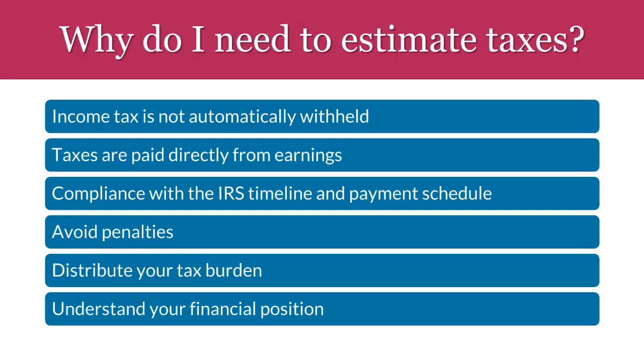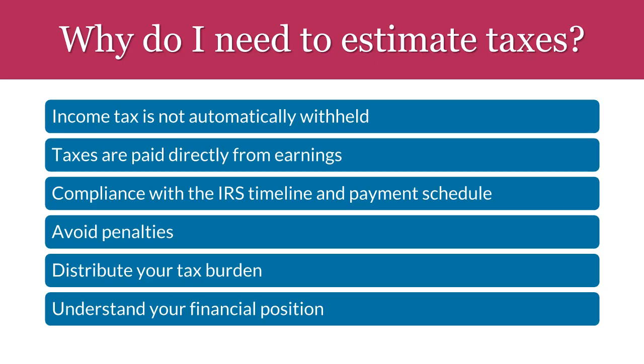As a business owner, you need to pay estimated taxes because your income tax is not automatically withheld from your earnings throughout the year. While W-2 employees have their taxes withheld by their employer, self-employed child care business owners are responsible for paying their taxes directly from their earnings, and you must do so by the timeline and schedule set by the IRS. For example, let's say you earned $8,000 in your child care business during the first quarter of the year. Without estimated taxes, you might not have paid any taxes on this income until the following April, where you'll be responsible for the tax bill for the entire year and face potential penalties for late payment.